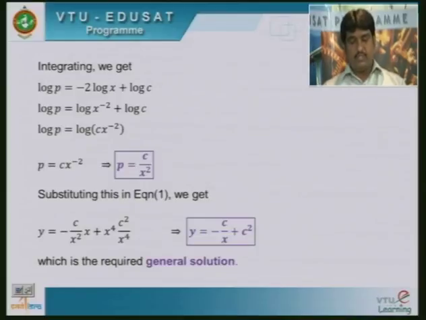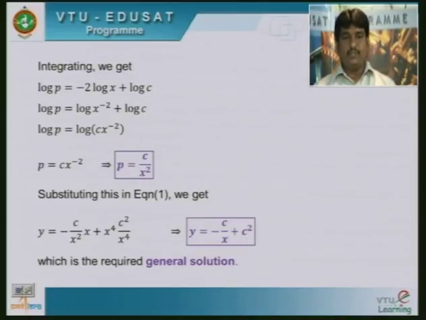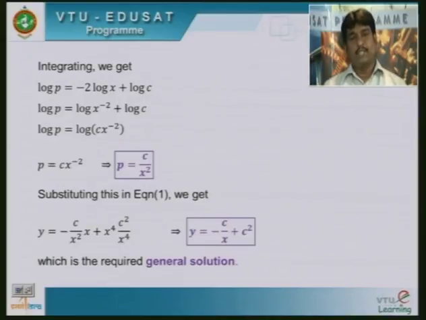We can find the singular solution from the general solution also. The general solution is y equals minus c by x plus c square. If we differentiate this with respect to c, treating y and x as constant, and then eliminate c from that equation and the general solution, we get a relation between y and x involving no constant, which is a singular solution of the differential equation.